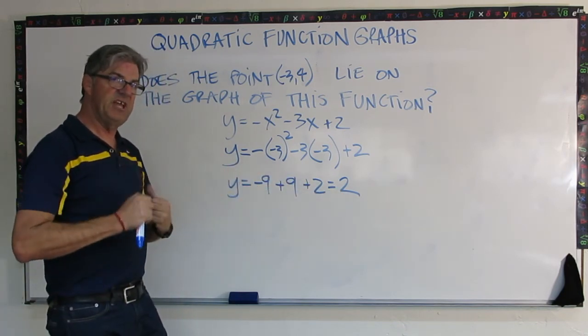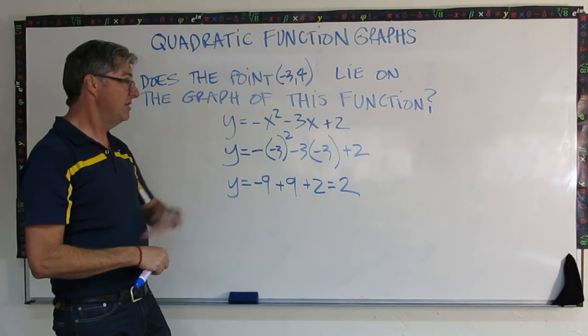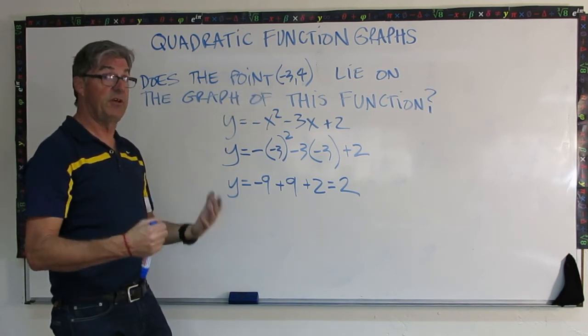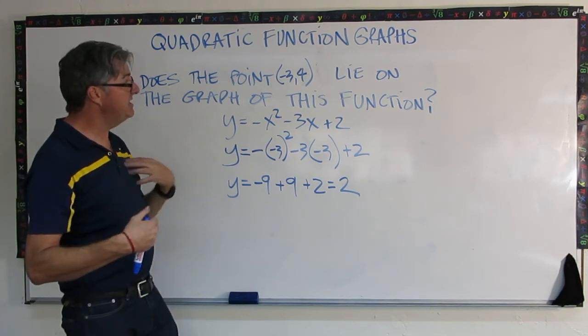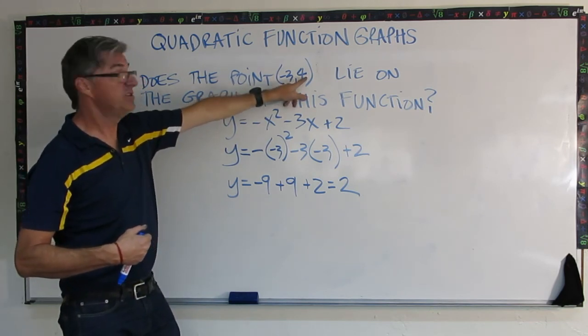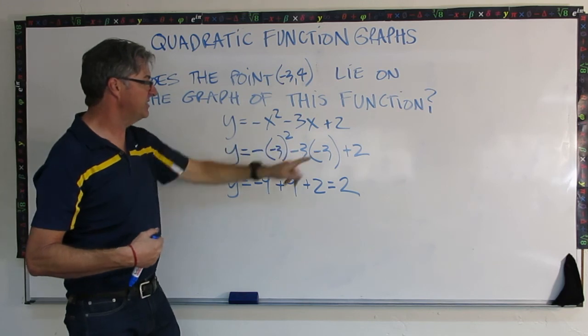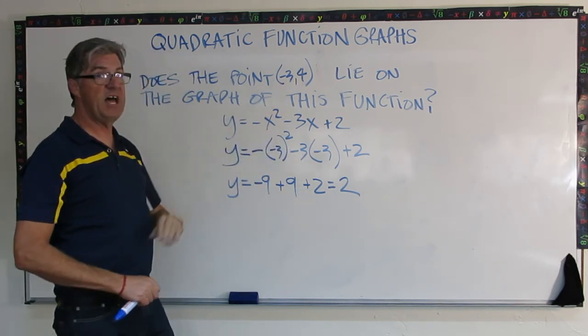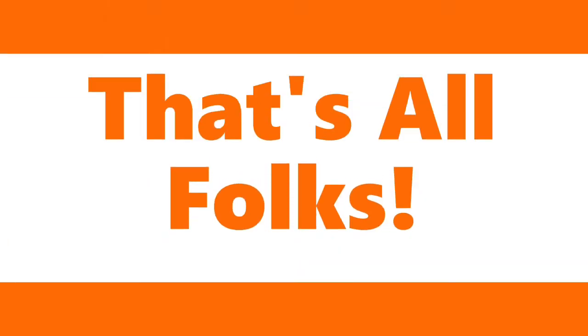So if you don't see the answer yet, pause the video and see if you can figure out, does that point lie on the function? The answer is, no, it does not. If it did, we should get 4 out when we put -3 in for x. But we got 2 out. So this point does not lie on the graph of that function.